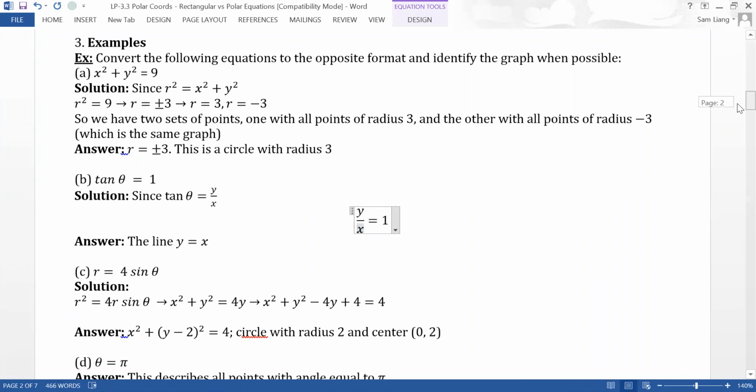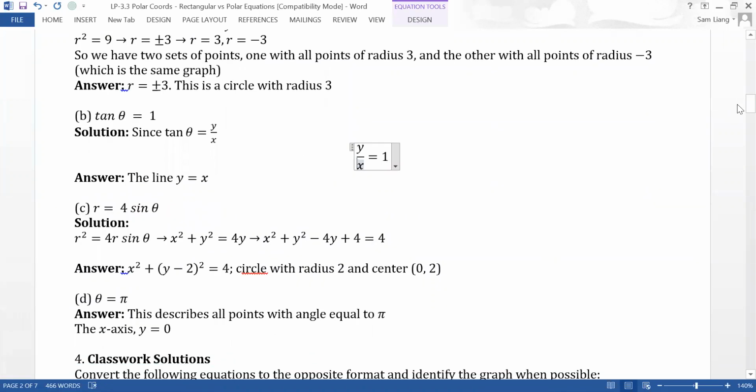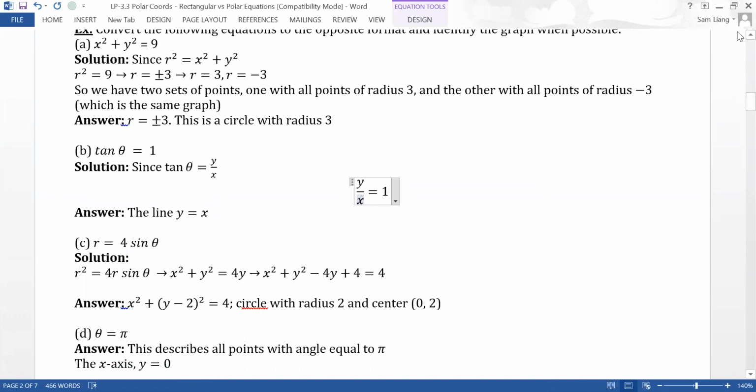From there, part C, we have, oh, sorry, did anyone still need the first one? X squared plus y squared is 9.